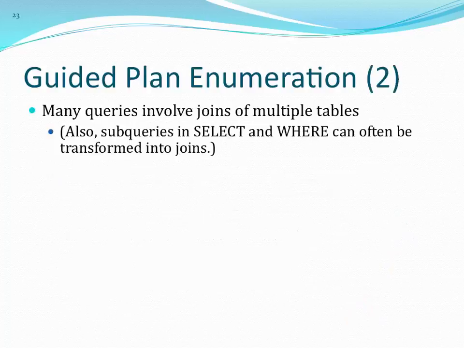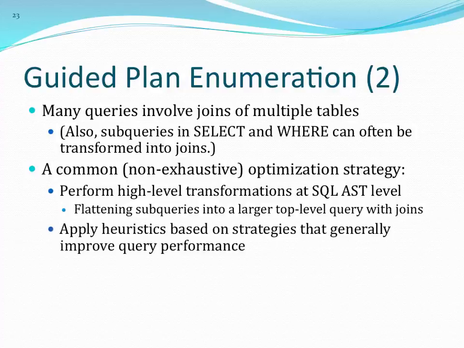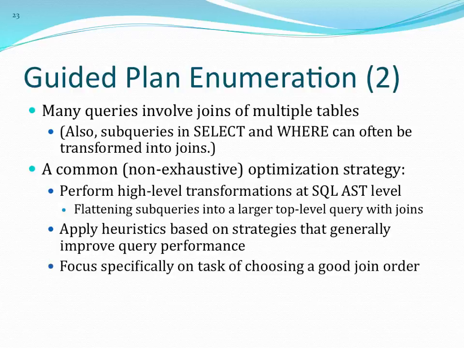Now, when you have joins of multiple tables and subqueries and select and where clauses, basically this is the approach that many planners take. Try to do high-level transformations on the abstract syntax tree so that we can flatten the thing as much as possible. Then we apply heuristics that will allow us to improve query performance in most situations, but these heuristics may be wrong sometimes. So we use costing where we can to see if a heuristic applies. Okay, so we can still do that.